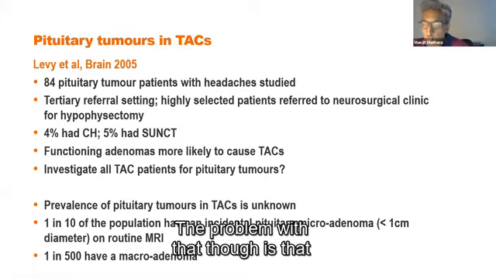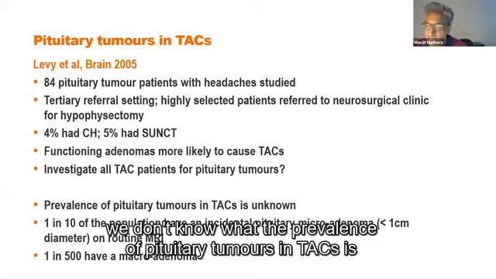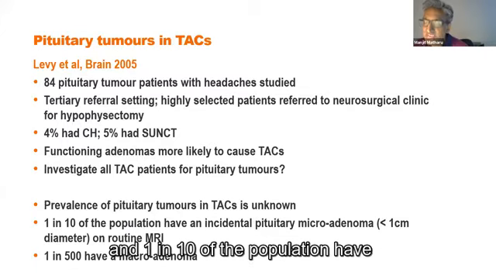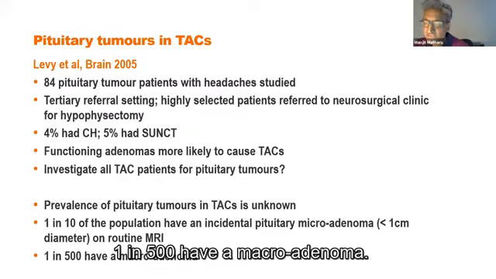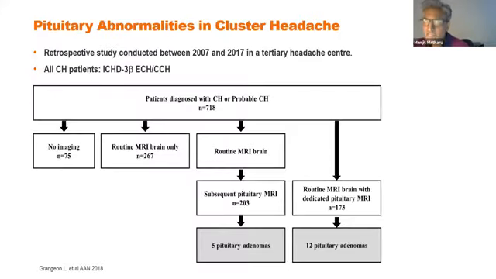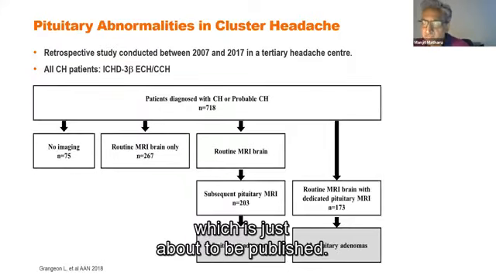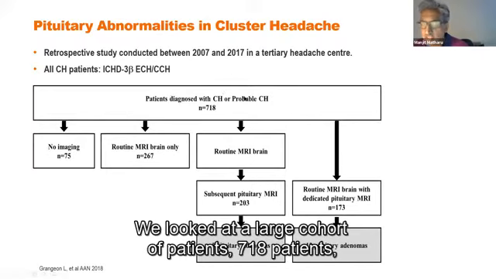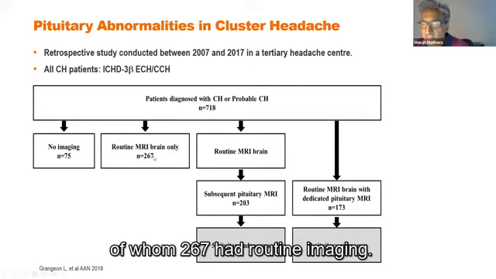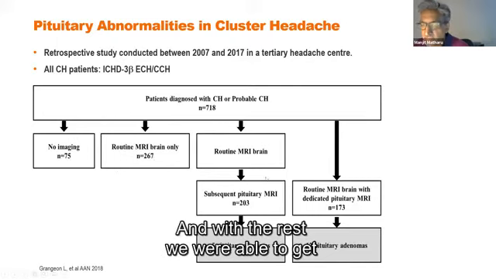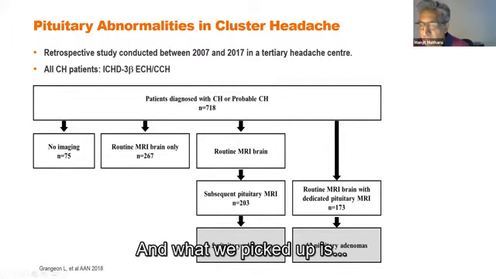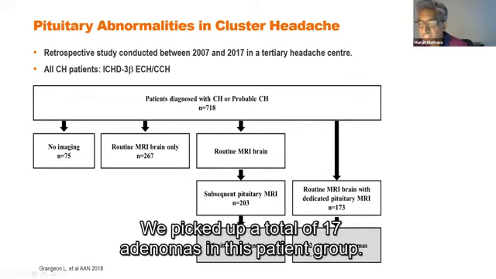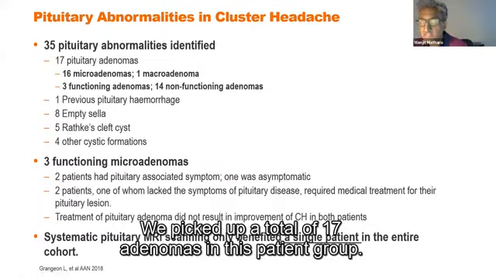The problem with that, though, is that we don't know what the prevalence of pituitary tumors in attacks is, and 1 in 10 of the population have an incidental pituitary microadenoma of no consequence. 1 in 500 have a macroadenoma. So we have just done this study, which is just about to be published. We looked at a large cohort of 718 patients, of whom 267 had routine imaging, and with the rest we were able to get imaging of the pituitary done as well. We picked up a total of 17 adenomas in this patient group.